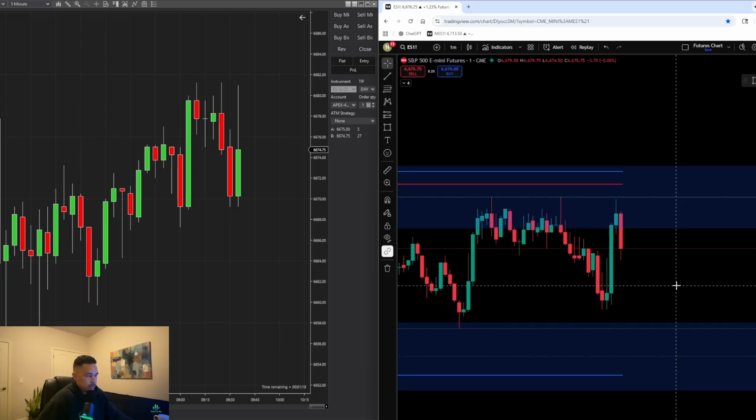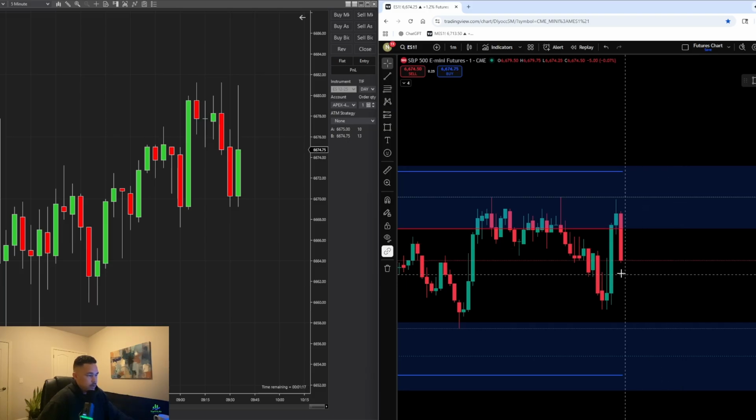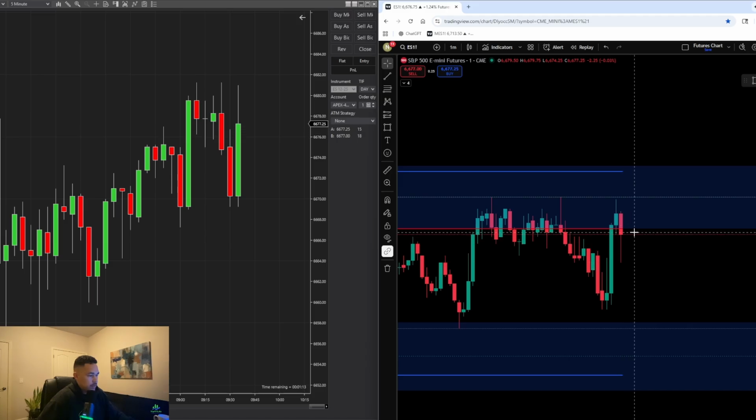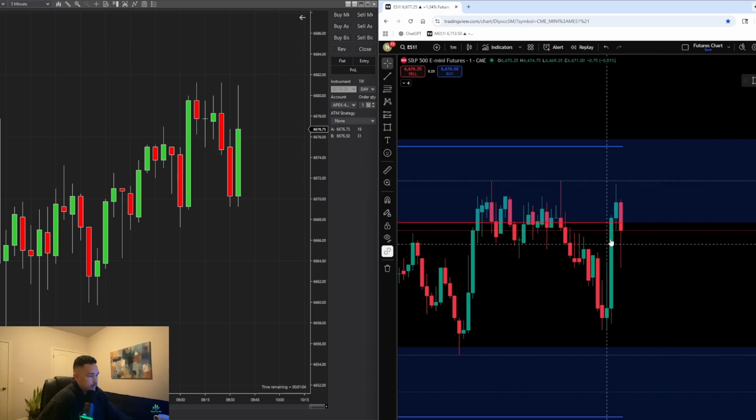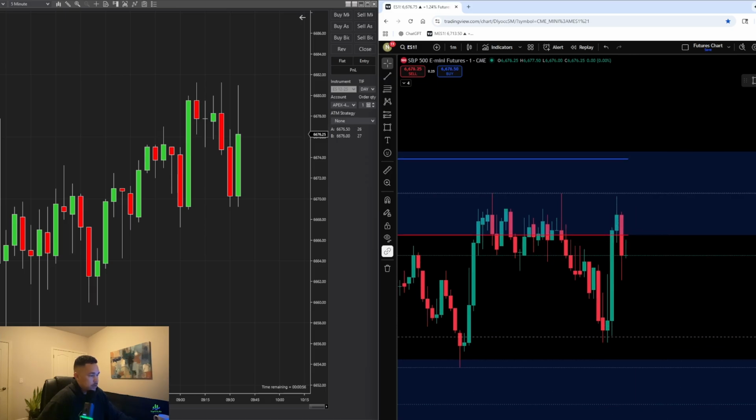So price is showing a very strong bullish candle with the point of control moving as well. So that could be a sign of a quick reversal down to this area where price will take out these lows and bounce. But let's find out.